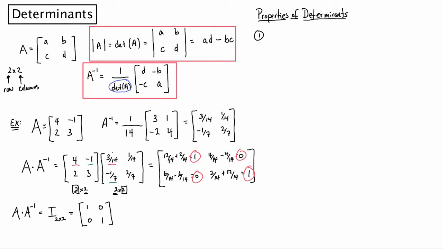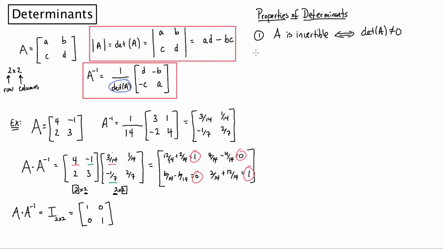So the first property of determinants that you need to know is a matrix A is invertible. What that means is I can find its inverse. So if I give you a matrix A, you can find its inverse. This is true if and only if, so this arrow works both ways, this is true if and only if the determinant of that matrix is non-zero. So the only way that you can find an inverse is if you have a non-zero determinant.